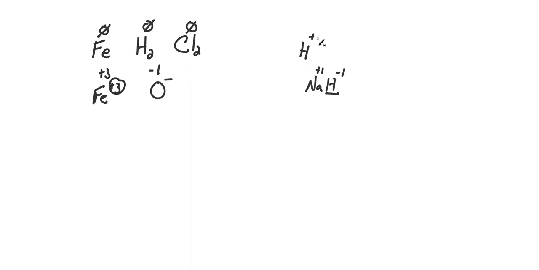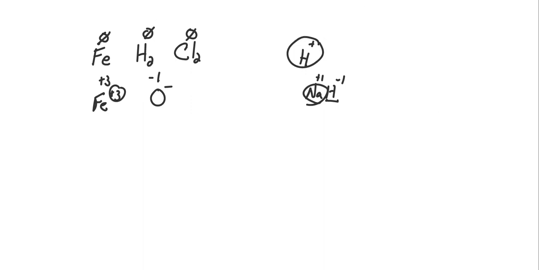But otherwise, hydrogen is almost always going to give away its electron, again, unless paired with a metal. So let's do a couple examples of this. Okay, let's take carbon dioxide.